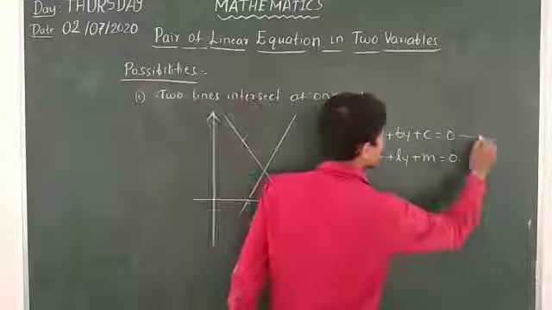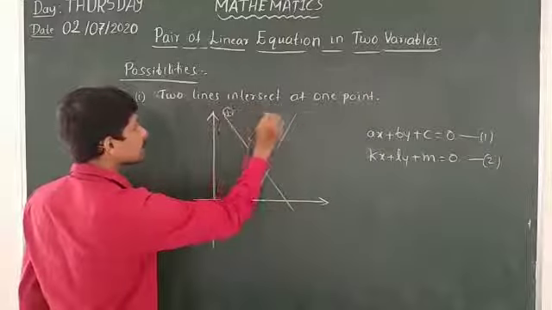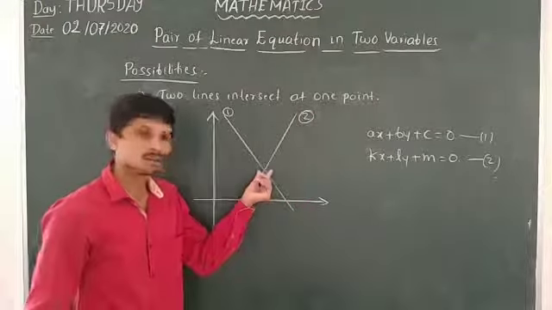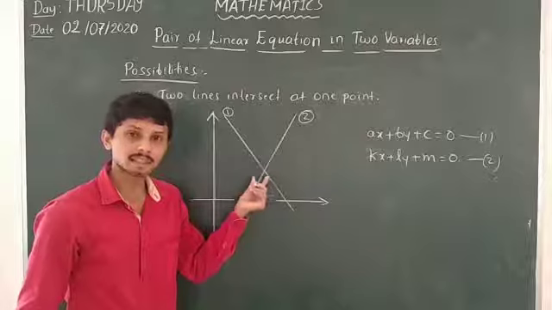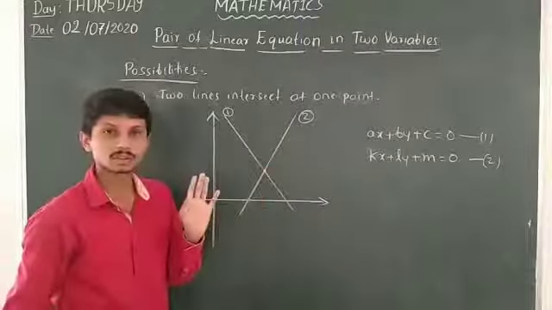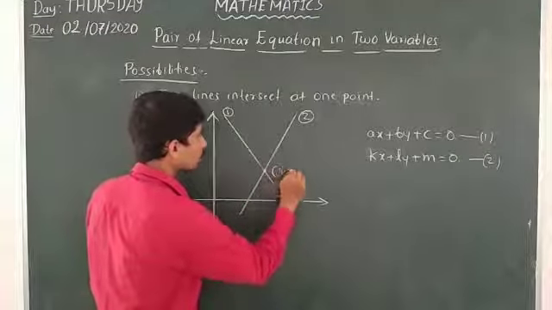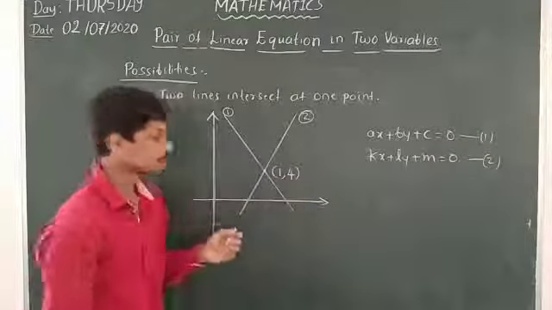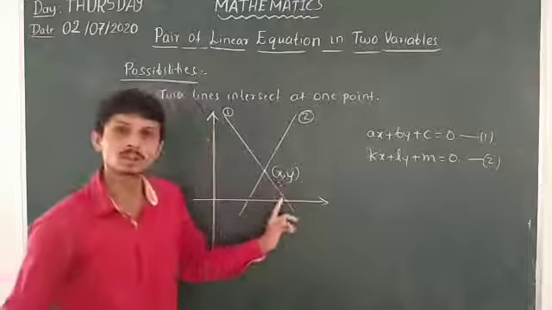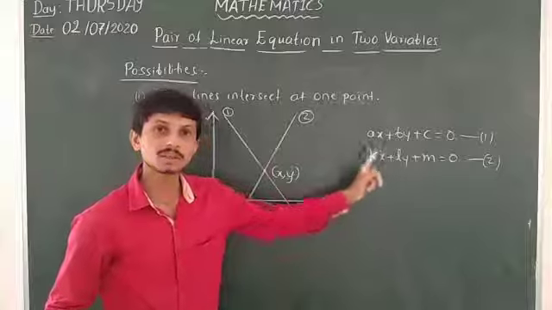So it is for equation number 1, and it is for equation number 2. Here two lines intersect at one point. Both the lines intersect here. For example, it's the point (1, 4). So this x, y is the common solution for both the linear equations in two variables.